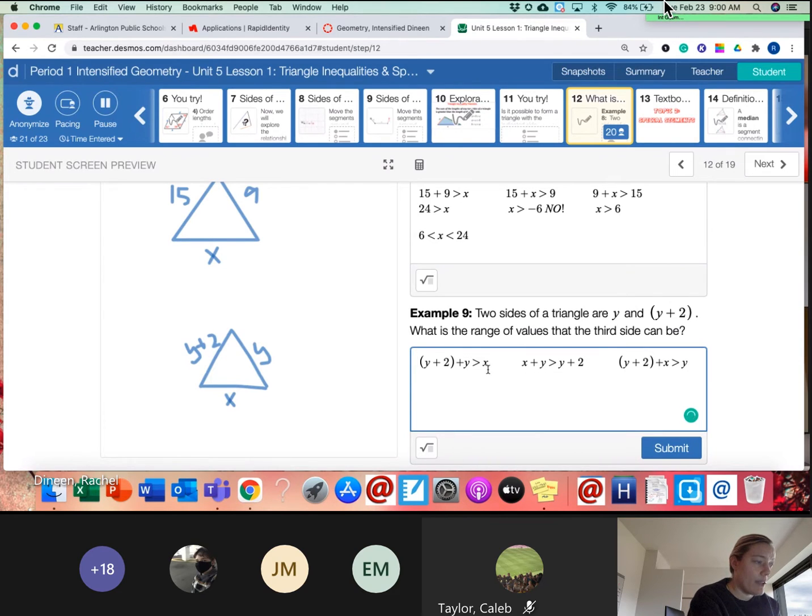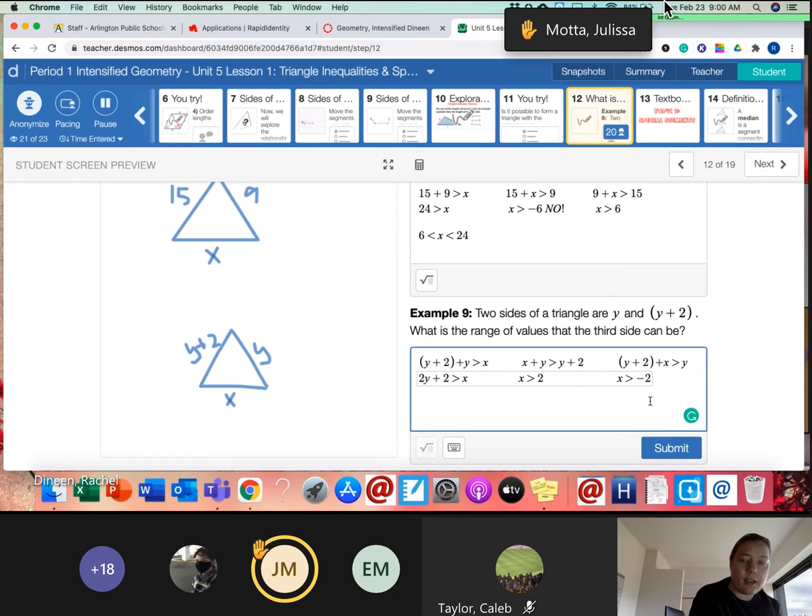All right, now let's get x alone because that's my third side. So y plus y is 2y. So 2y plus 2 is greater than x. Okay, here I subtract y from both sides, so x is greater than 2. All right, here I'm going to subtract 2 and subtract y, so x is greater than 2. Any question? Wait, what did I do? Oh, sorry, it should be negative 2. Can the side length be negative?